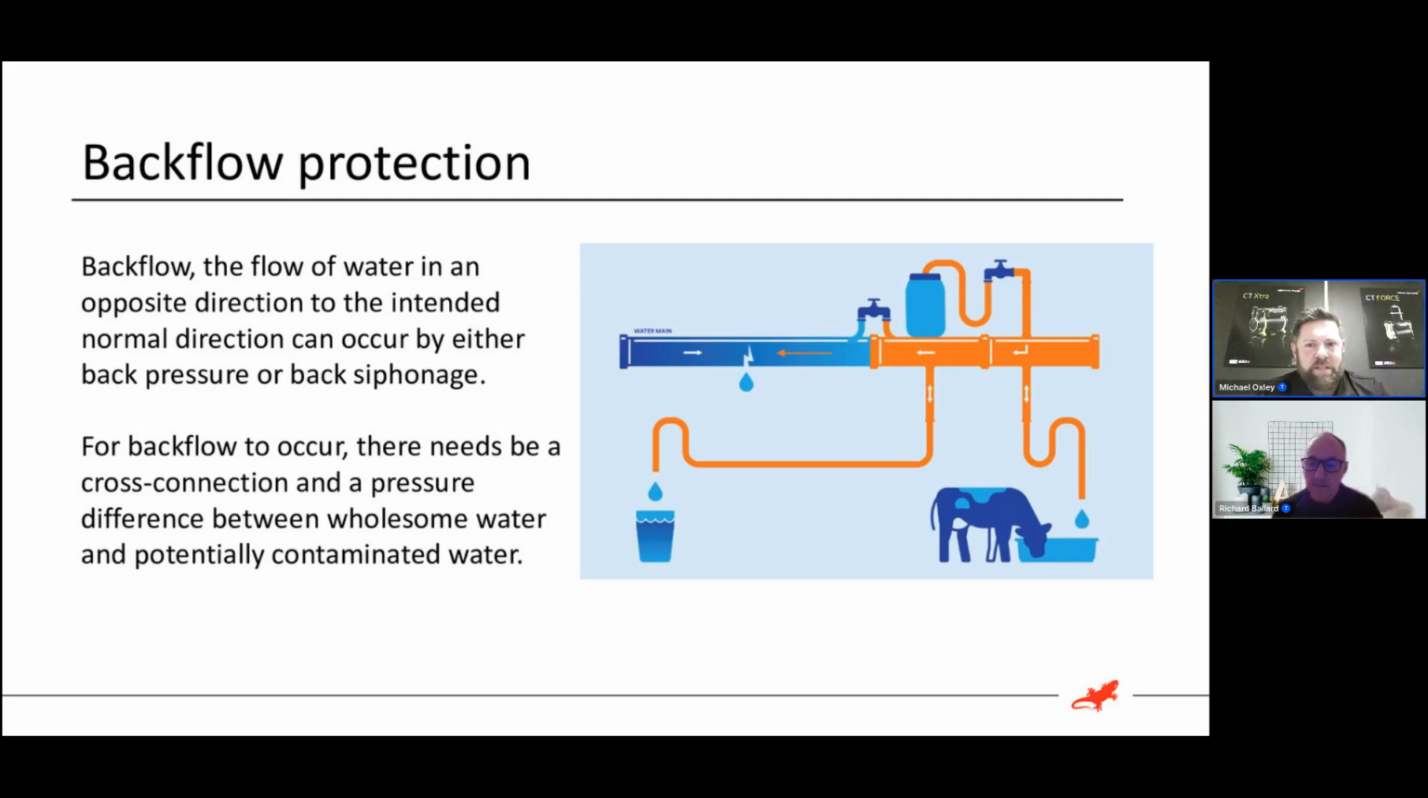And like you say, if you've got back siphonage or back pressure, you're forcing water down the opposite way of the direction of flow. So you're potentially going to contaminate the mains, and if that mains is used by other households or other people in the community, you really put those people at risk if you don't use any form of backflow protection. That's right. Yeah. Totally agree with you there, Mike.